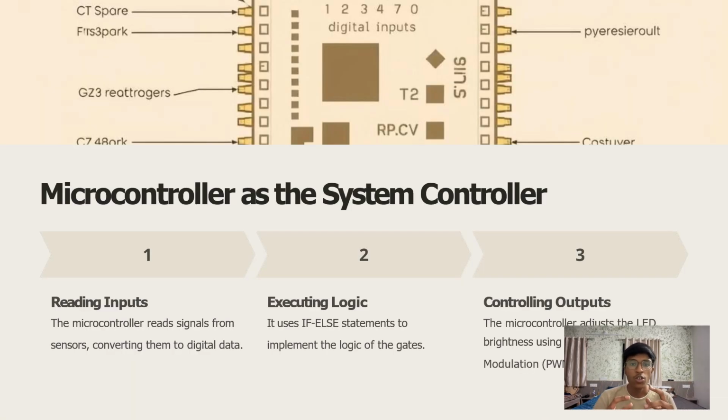Now I will explain the role of the microcontroller as the system controller in our product. The microcontroller acts as the brain of our system. It reads input from the sensors, executes logic based on programmed instructions, and adjusts the LED brightness accordingly. This automation makes the streetlight system highly efficient.